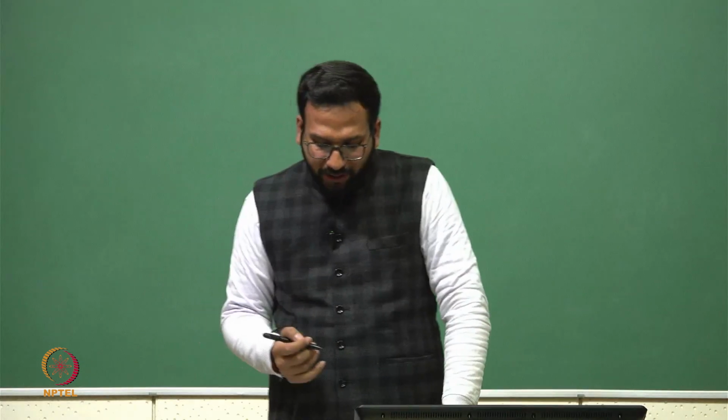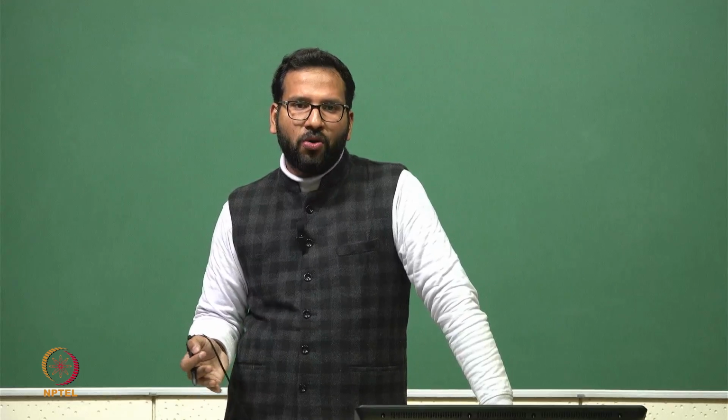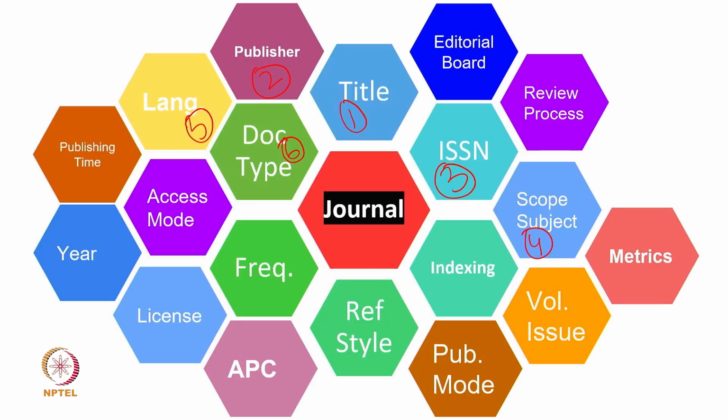Then the fifth key attribute of a journal is the language. Each journal allows content only in a specific language. The sixth attribute of a journal is the document type. Each journal allows some specific types of documents, like some journals publish only articles, review papers, editorials, while some journals publish data papers also, which is another document type that has become popular in recent times. I'll be discussing each of the document types in detail.